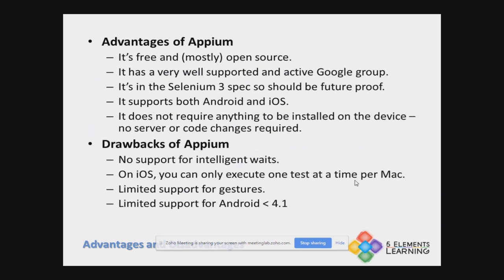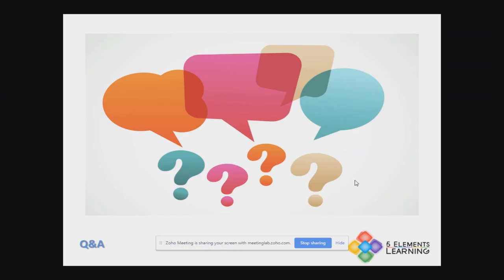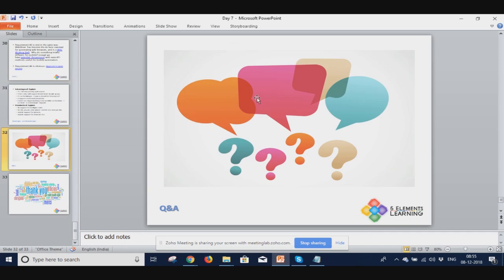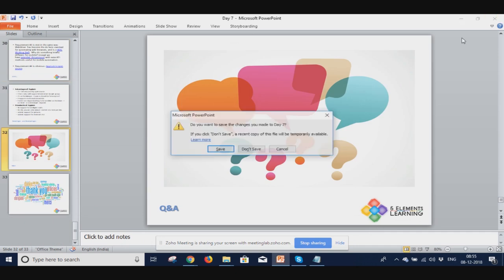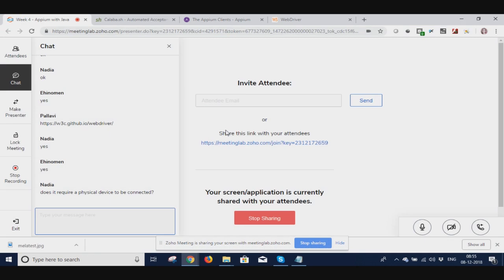What are the drawbacks of APM? It doesn't support intelligent wait or synchronizations. You cannot run your test in parallel on iOS device. There is limited support for gestures and limited support for Android versions less than 4.1. So this is all about the concepts of APM which we have basically seen.